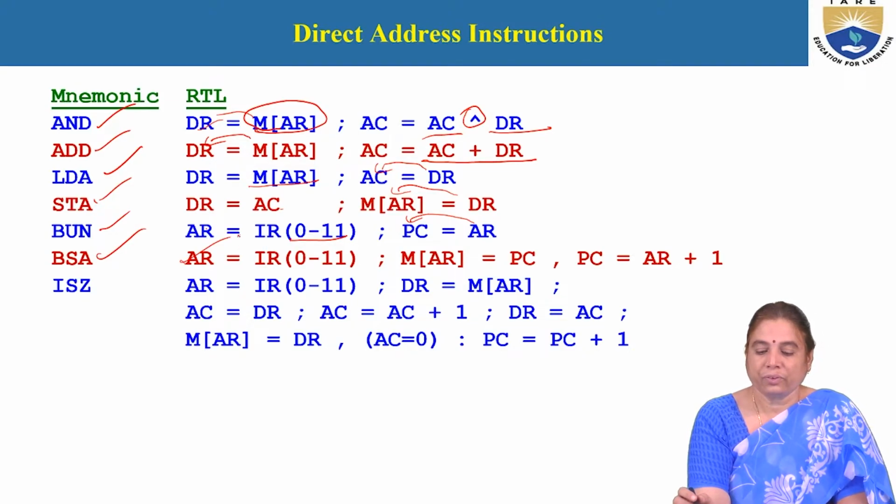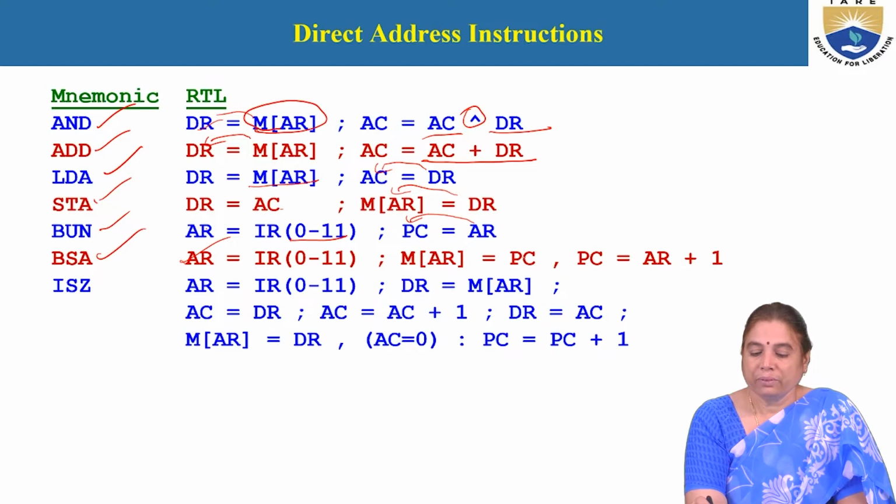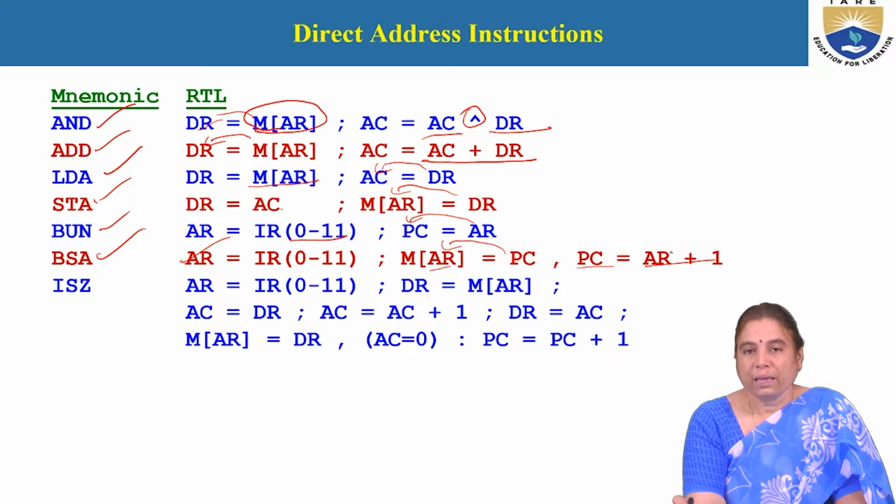the address register, and the PC value can be moved to the memory location that is pointed to by the address register, and the PC value can be assigned the address register incremented by 1.